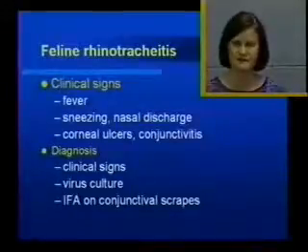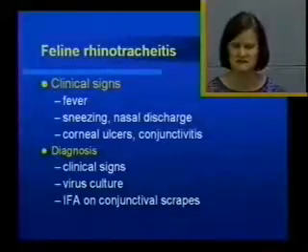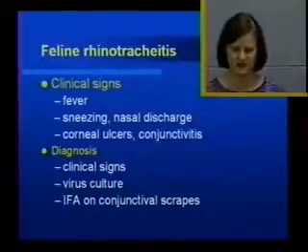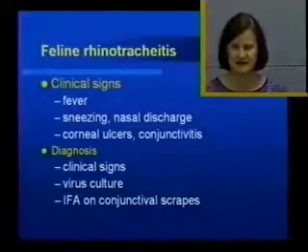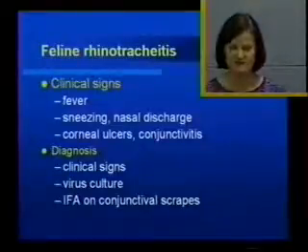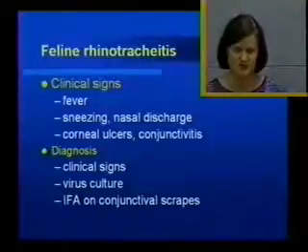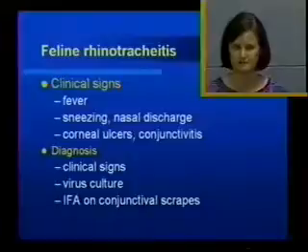Clinical signs are the typical signs of upper respiratory infection. This would be fever, sneezing, nasal discharge, corneal ulcers, and conjunctivitis. Diagnosis really is made clinically and not usually confirmed. If it's essential to make an accurate diagnosis, the cats can be cultured for virus using pharyngeal swabs, and immunofluorescent antibody tests can be performed on conjunctival scrapes.